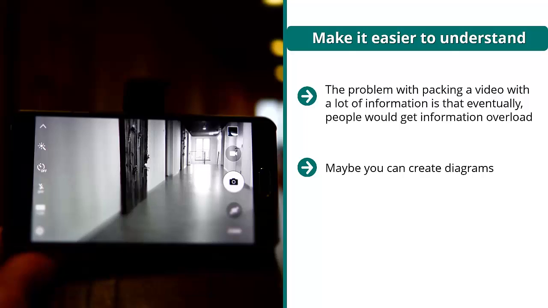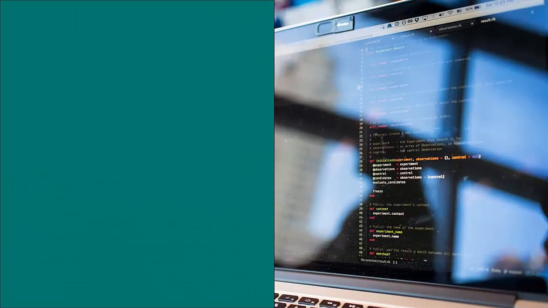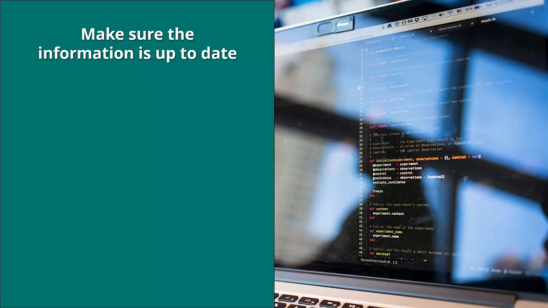Whatever the case may be, just because you put a lot of information in a video doesn't necessarily mean that it has to be boring or feel heavy. Instead, by placing the video properly and including a lot of graphic tools or even sound cues, you can make the video light and easy as well as a joy to view. It is possible. Make sure the information is up to date.